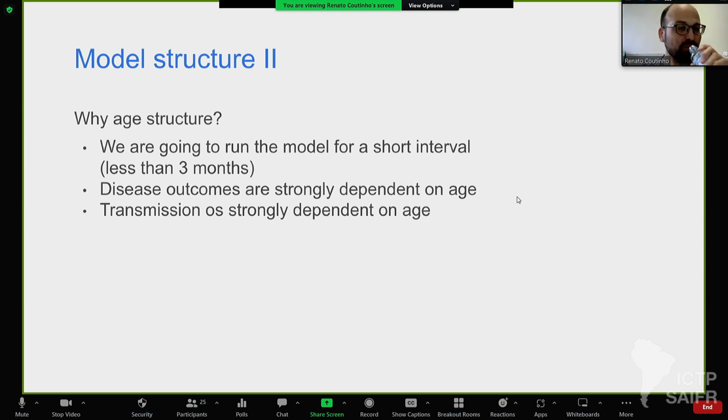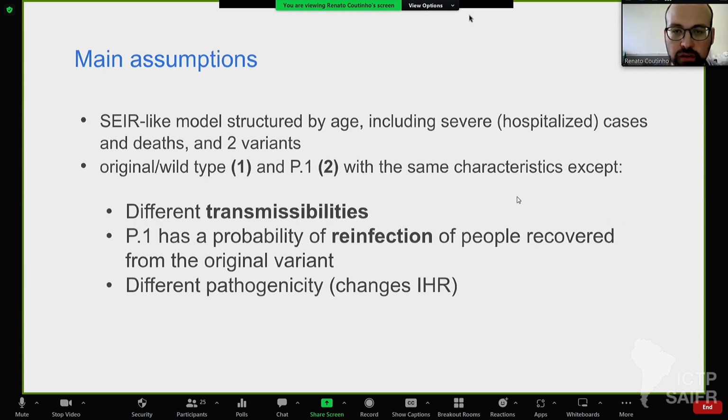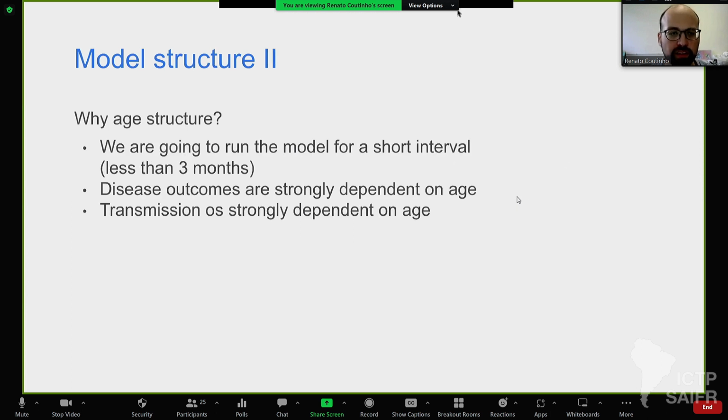So the second one is age structure, right? So I told you here that we were structuring by age. So what does this mean? We are going to subdivide the population by age.